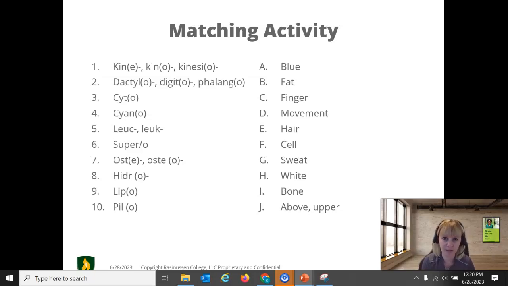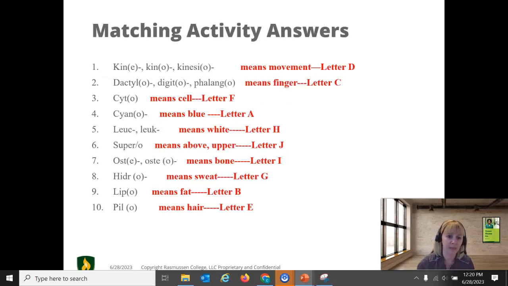Hopefully you have paused the video, and if you have, here are the answers to those. So kinesio was letter D, it means movement. Dactyl, digito, or phalango are all meaning finger, so that was letter C. Cyto means cell, letter F. Cyano means blue, letter A.